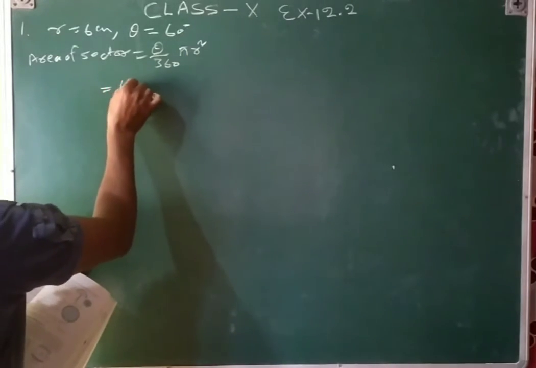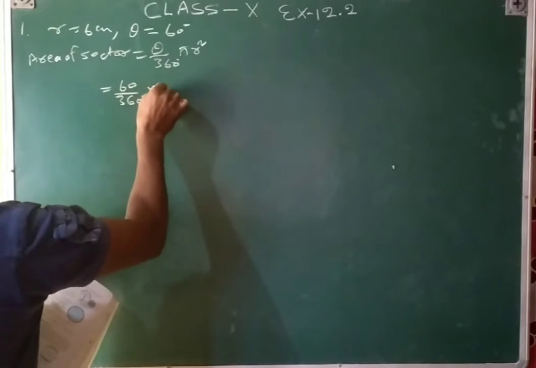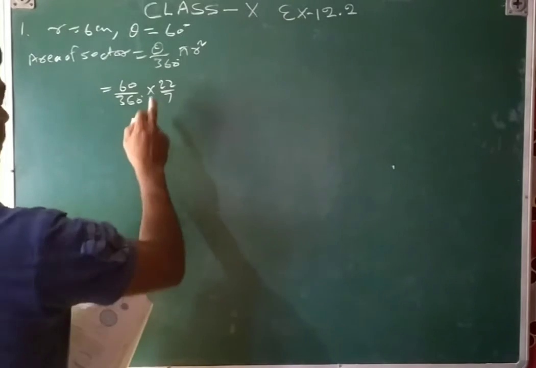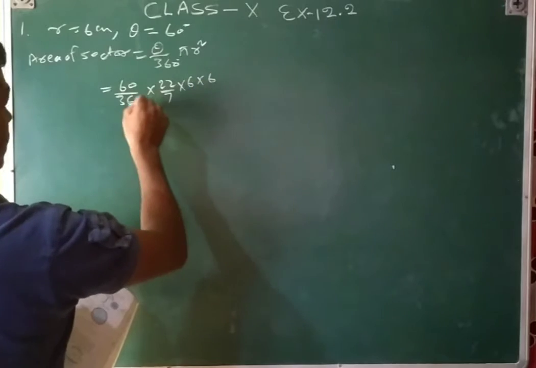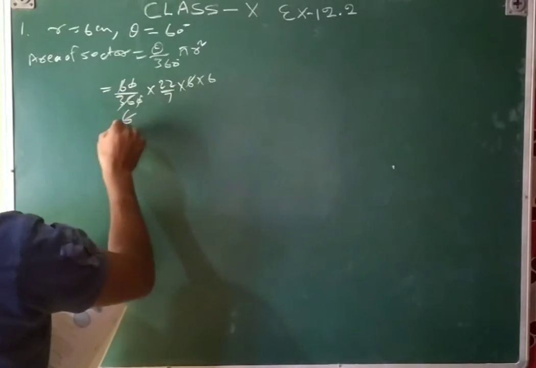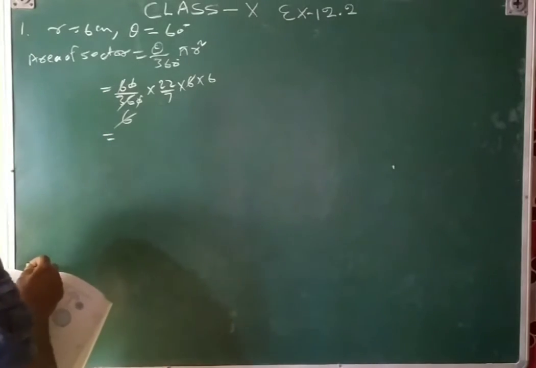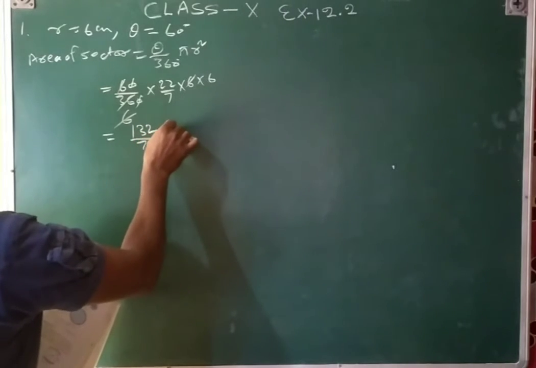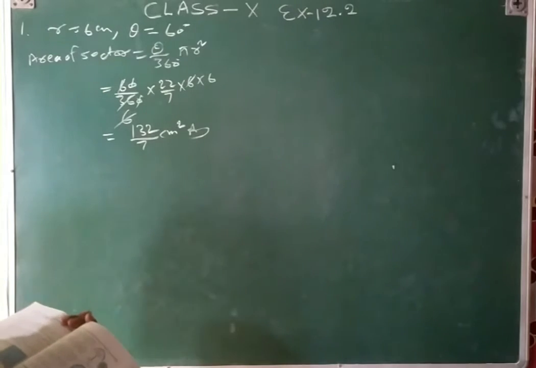So 60 upon 360, and then multiply 22 upon 7. If the pi value is not given, then you will put that value 22 upon 7. Then 6 into 6, that is 36. By 6 that cancels. So 6 twos are 12, 6 twos are 12, that is 132 upon 7 centimeter square. That will be the answer.